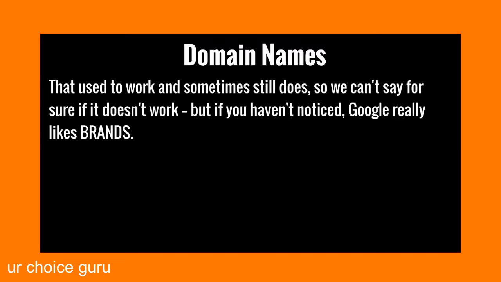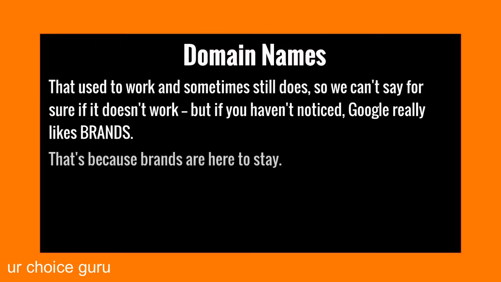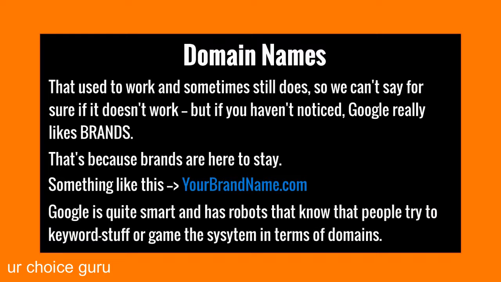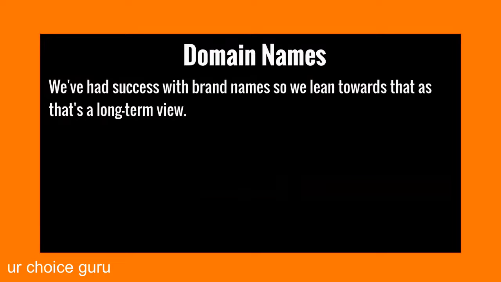But if you haven't noticed, Google really likes brands. They love brands. And the reason why they love brands is because brands are here to stay. If you look at a brand, it becomes a culture and it's got a following. And that's why Google loves brands. Something like this, yourbrandname.com. Now, Google is quite smart and has robots that know that people are trying to keyword stuff or game the system in terms of domain names or domains plus the URL structure.